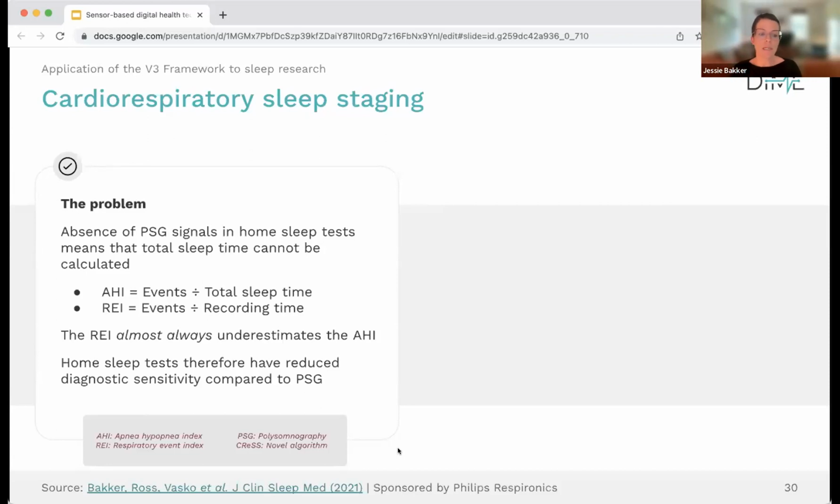Without those PSG signals, we instead need to use a different denominator and calculate the REI instead. So that's the respiratory event index. Most commonly, the denominator for the REI is the recording time. There are other alternatives, but this is by far the simplest and it's by far the most common. The REI almost always underestimates the AHI, because total sleep time is almost always less than recording time. We never see patients that sleep for the entire duration of a home sleep test recording. And so what this means is that home sleep tests have reduced diagnostic sensitivity compared to the gold standard methodology of PSG.